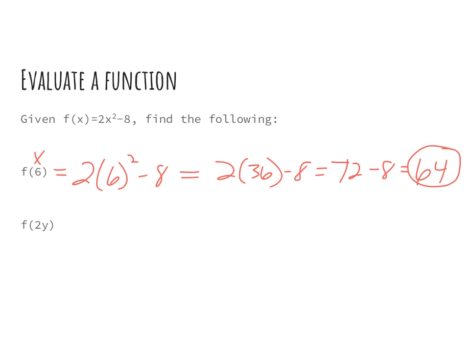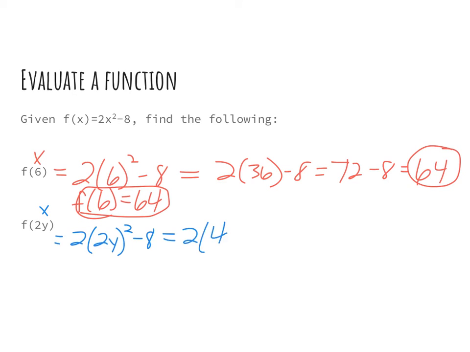So my f of 6 is 64. This is how we would write it right here. So now we can use variables in there as well, 2y. I'm still going to do the same thing. I'm going to take that 2y and plug it in for x. So instead of 2x squared minus 8, I'm going to have 2 times 2y squared minus 8.